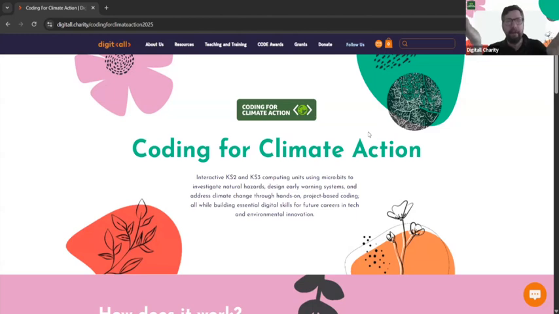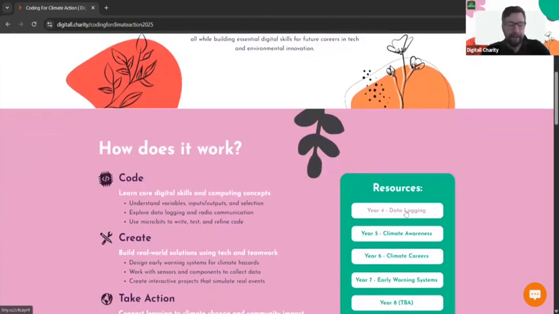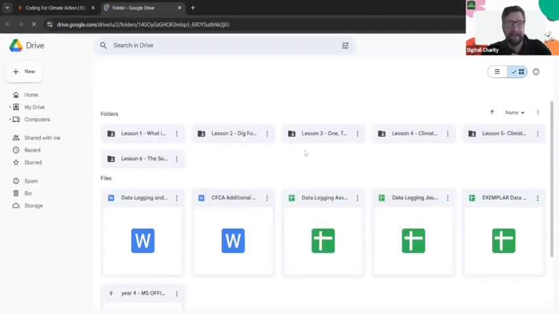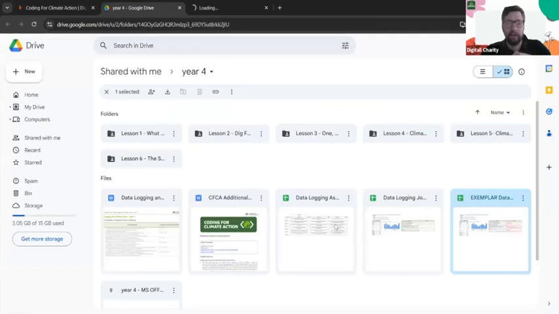You know what you're doing by now, so let's scroll down, choose Year 4 data logging, have a look at the resources and get into this thing. Of course, I'm going to need the exemplar data logging journal so we can see just what it is we're expecting students to produce, and a reminder that they're going to have their own version of this copied in order to actually be able to enter data into it.